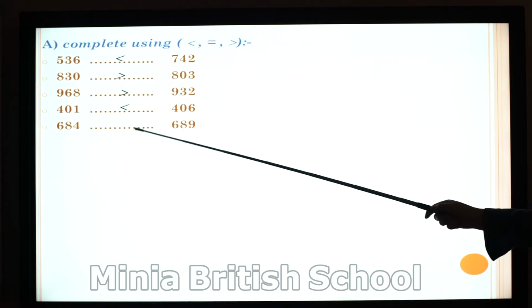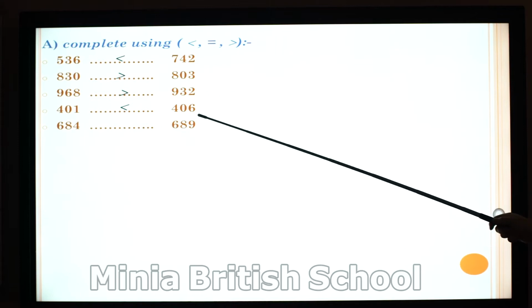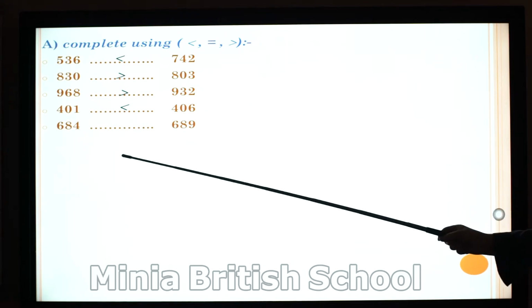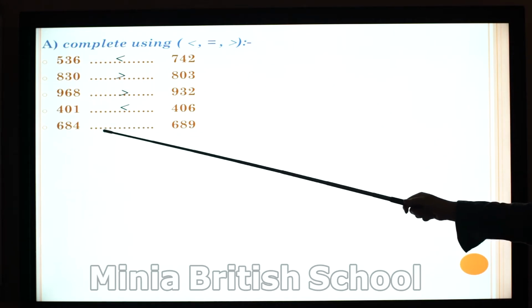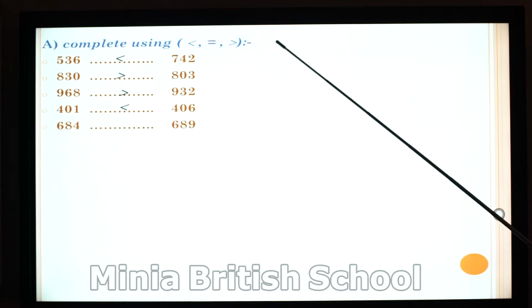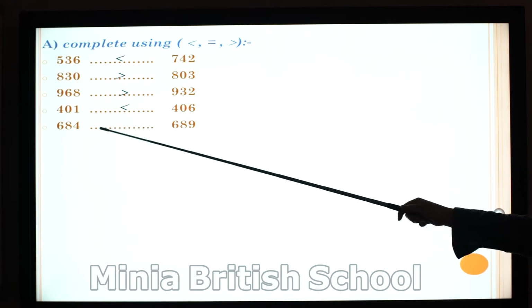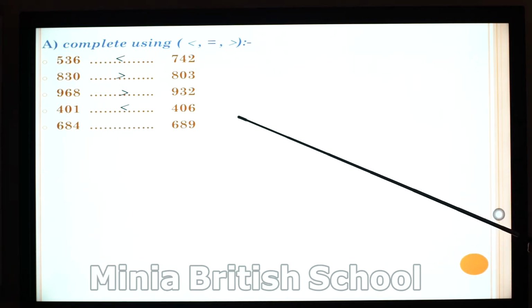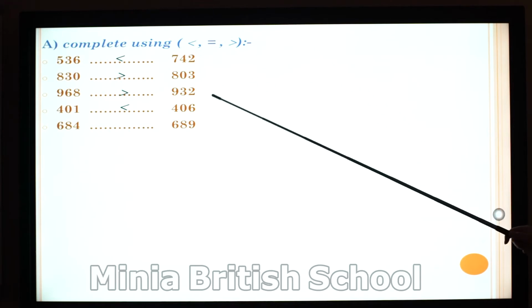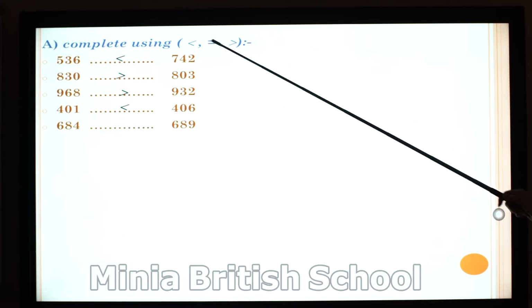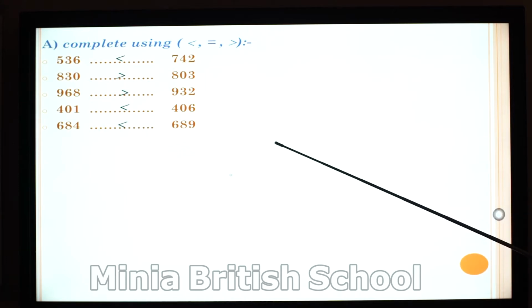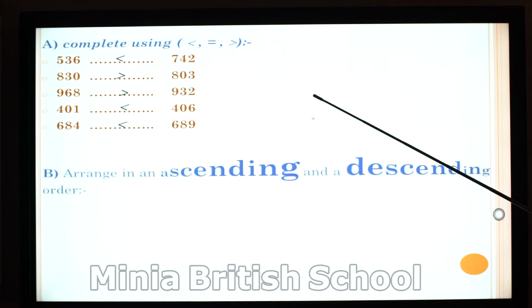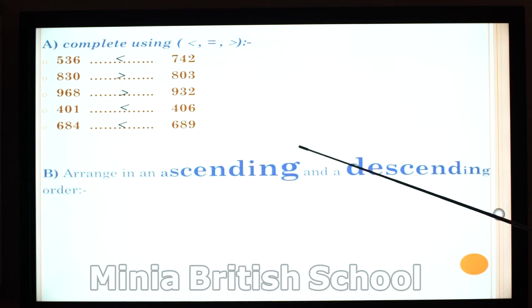Next, 684 and 689. Look at the hundreds place. 6 in hundreds and 6 in hundreds. 8 in tens and 8 in tens. So you have to look at units place. Here 4 and here 9. Which digit is greater or is smaller? 4 is smaller than 9. So 684 is smaller than 689.